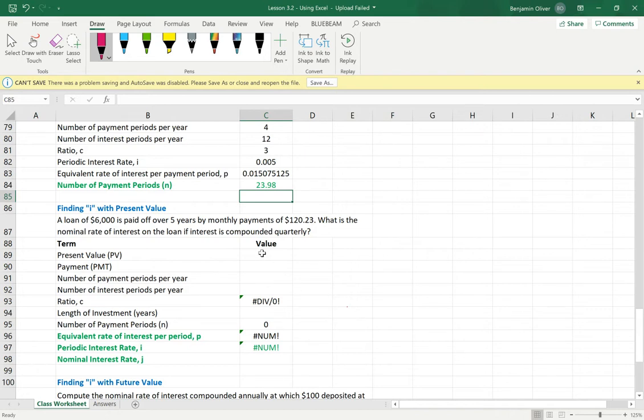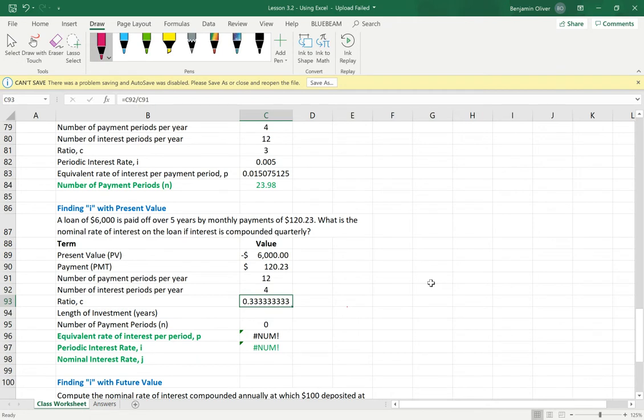Okay, there's one tweak that you're going to see for this question, and you'll see it when I actually solve the problem. So the first item here is we know the present value. It's a loan of $6,000, so negative 6,000. Our payments are $120.23. Our number of payment periods per year, it's monthly payments in the question, so that means 12 for our number of payment periods. Interest is compounded quarterly, so our interest periods per year is 4.